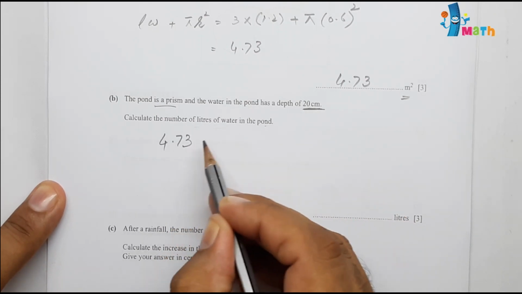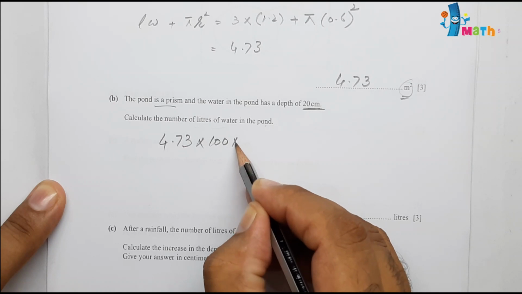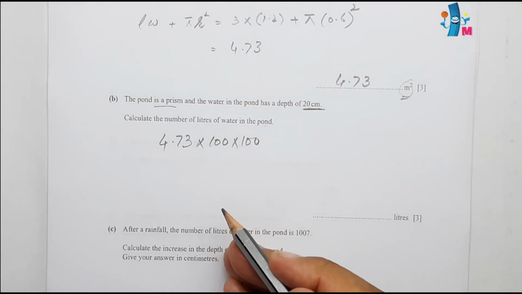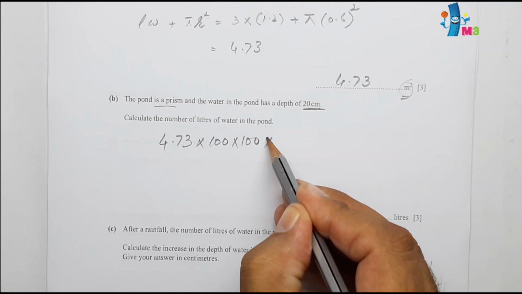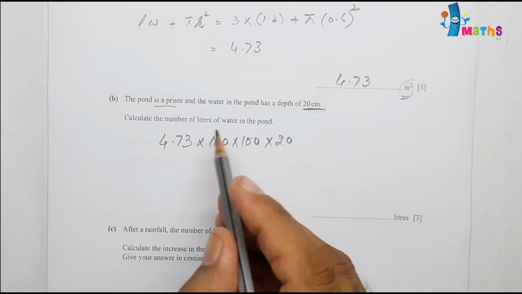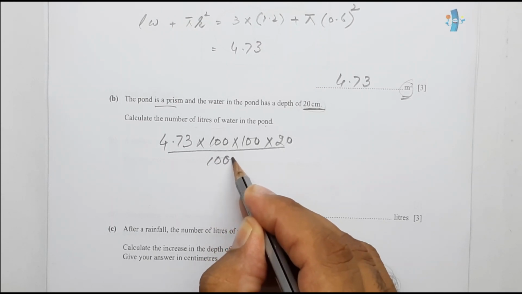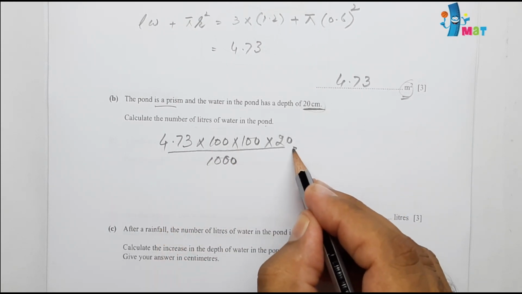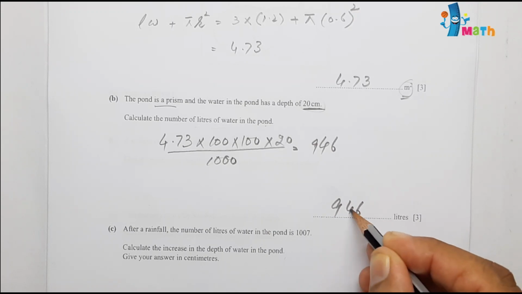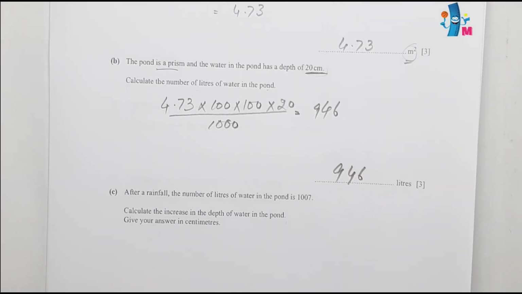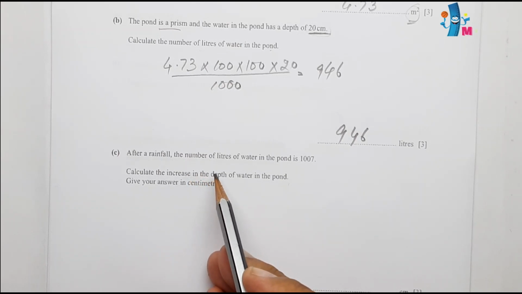So 4.73 multiply by, because this is meter square, so multiply by 100 and 100, so that we can change both meter squares into centimeters square, and then we'll have to multiply it with this 20 and to change into liters, we will be dividing this one with 1000, and if we calculate this with calculator, we will get 946 liters. 946 liters.